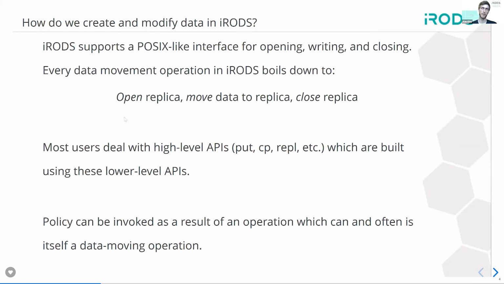But what many of you are probably more familiar with are these higher level APIs that map directly to many of the icommands you might use every day. So puts, copies, replications, moves, whatever. And these are now built using these lower level APIs. So again, all data movement is opening the replica, moving the data, and then closing the replica. I finally wanted to mention this idea of policy being invoked, which can result in data modifying operations. And that is an important concept to keep in mind as we talk about concurrency within our system.